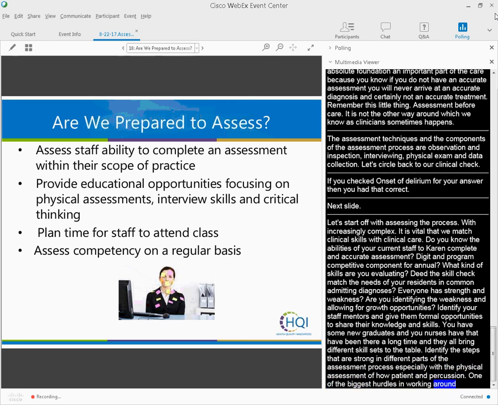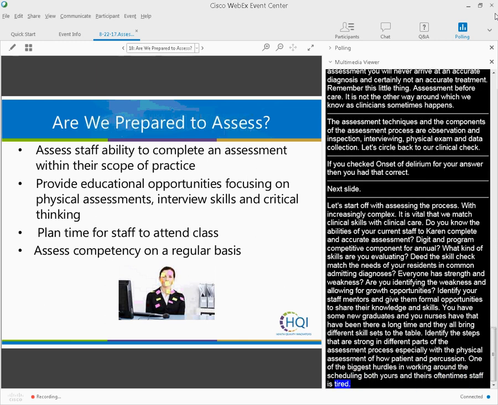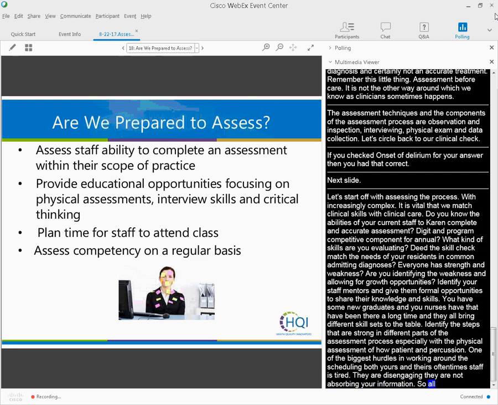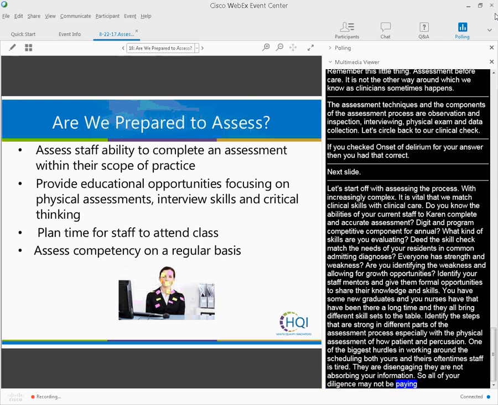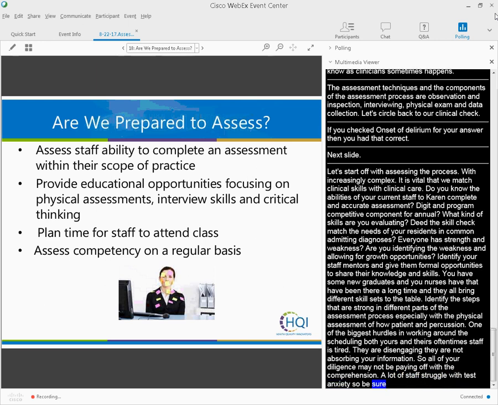Oftentimes, staff, they're tired, they're disengaged, and they're not absorbing your information. So all of your diligence may not be paying off in their comprehension. A lot of staff struggle with test anxiety, so make sure that you're testing them in different ways and not just on paper. Next slide, please.